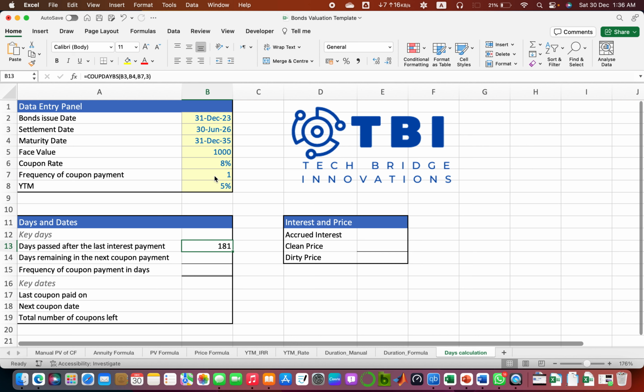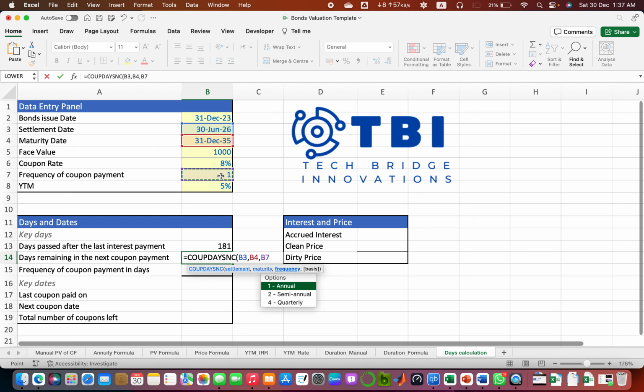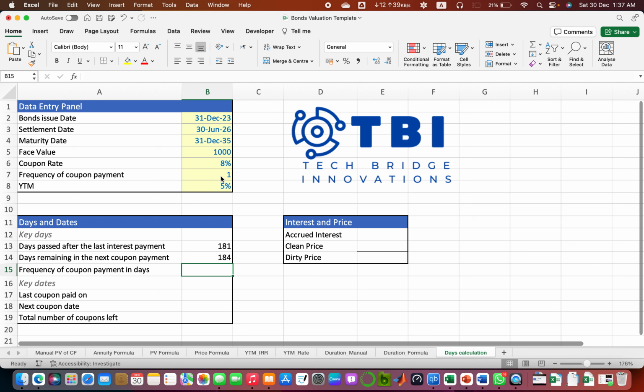So that means the last interest payment was made 181 days ago. So how many days are left? You can just subtract this number from 365, or you may use a formula that is COUPDAYSNC, and the rest of the things are the same. The settlement date, maturity date, frequency is annual, and then day convention is 3. So 184. And if you add these two numbers, you will get the coupon days.